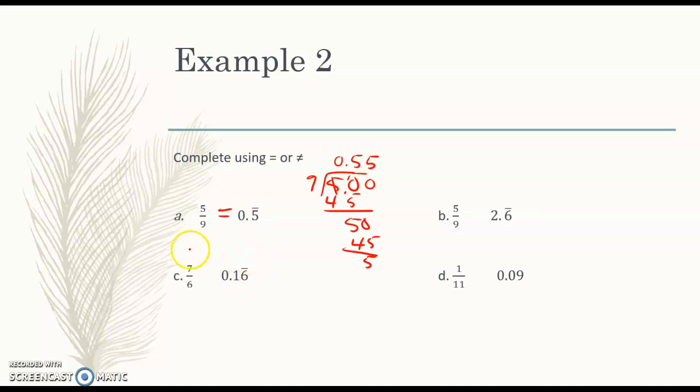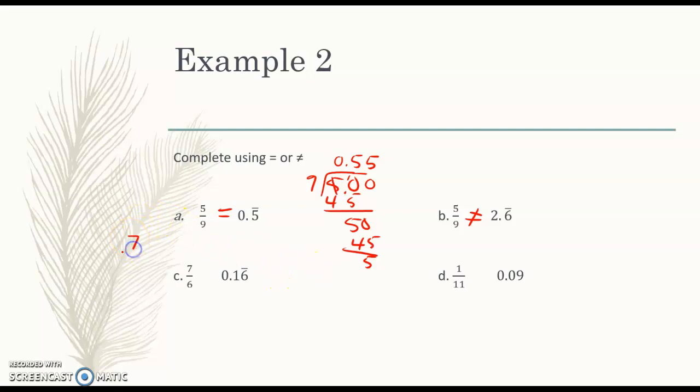All right. B, 5/9, we already know is 0.5 repeating. So is that equal to 2.6? No. It's not equal to 2.6 repeating. Excuse me. So 5/9, we already did it over here. Obviously not equal.